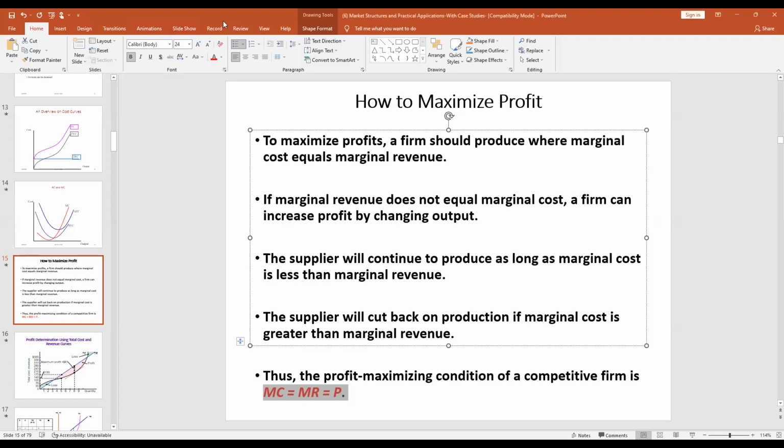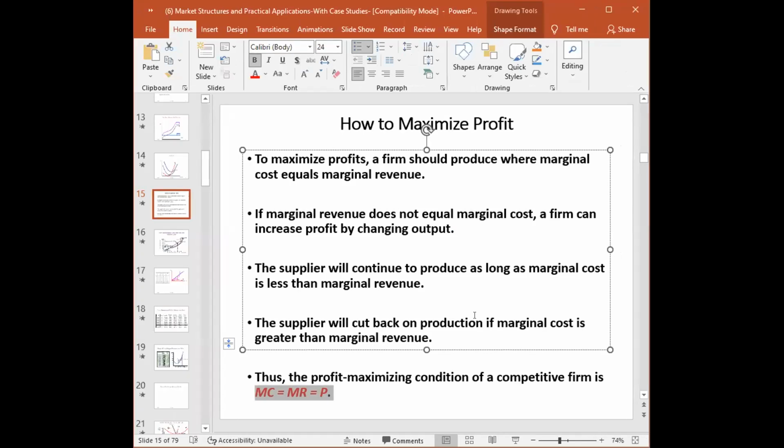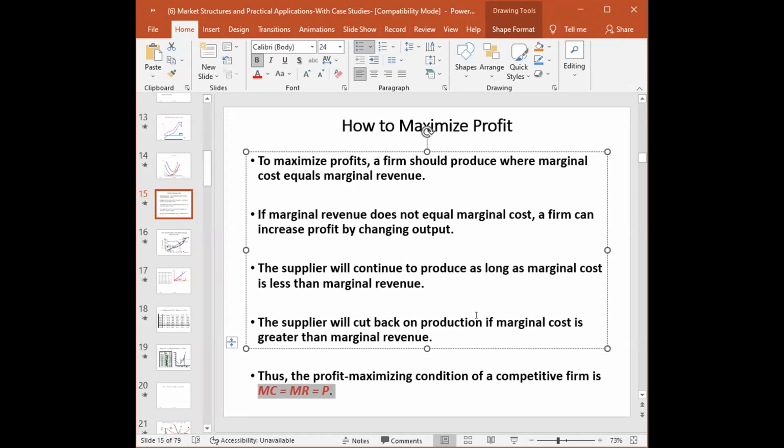Why am I saying that the profit maximizing condition of a competitive firm is MC equal to MR? The firm is trying to maximize its profit. Any organization is trying to make a profit. So then you tell me, maximizing profit, why is the firm trying to make MC equal to MR? Anybody in the class?